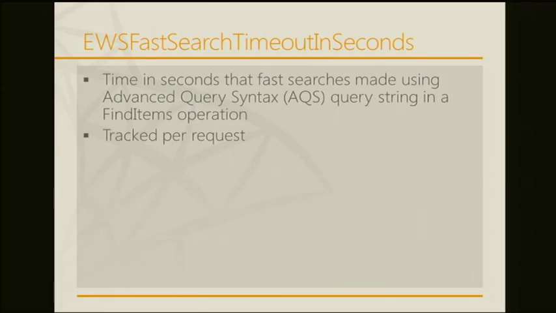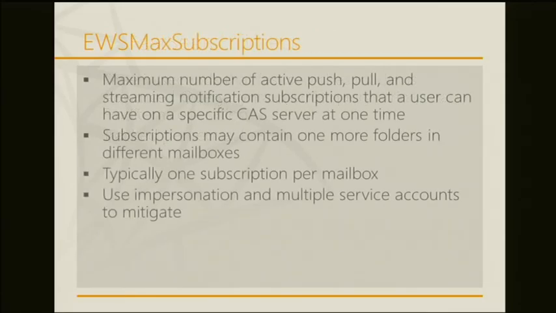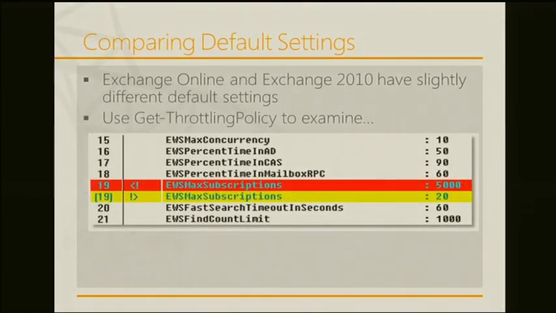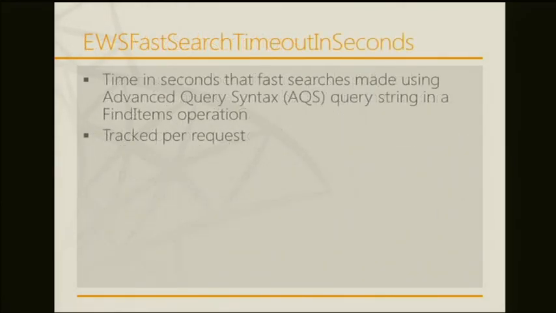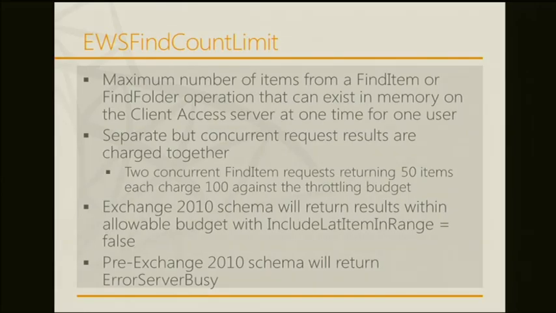So it's tracked per request that you make. So any one given request is going to fall under this limit. I think this limit is set, if we look back, I think it's set pretty high. So you have a minute, 60 seconds on the timeout for that. So it's not that restrictive. Typically these query string find item calls are pretty quick, so it's not something that's really going to affect it too much, at least not that I've seen with my work with partners.